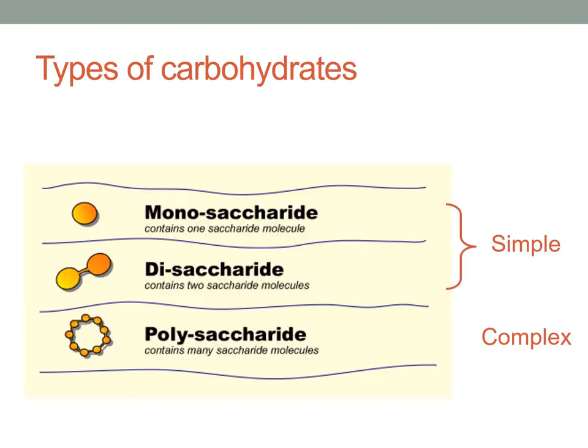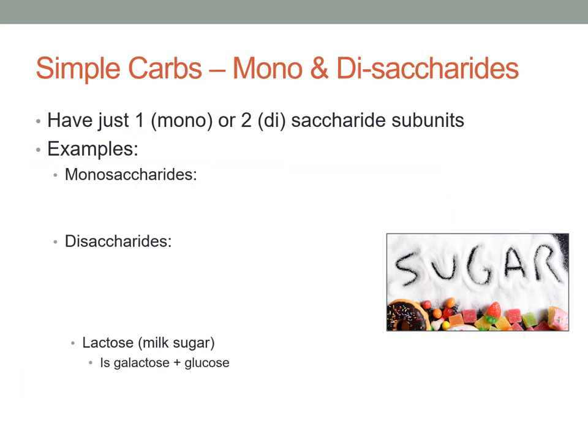So perhaps you have heard some of these terms, monosaccharides, disaccharides, or polysaccharides. If you haven't heard that term, you've probably heard simple versus complex carbohydrates, okay? So the simple ones are the mono and the disaccharides that have only one sugar subunit or two sugar subunits linked together. A complex is a polysaccharide, it has multiple subunits linked together.